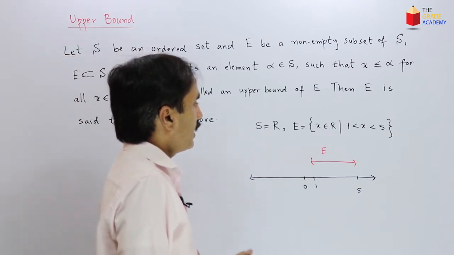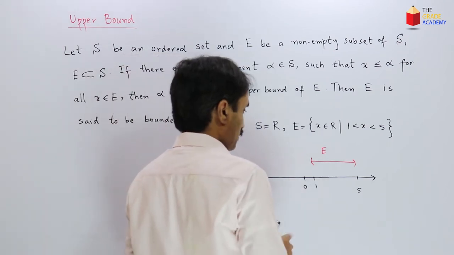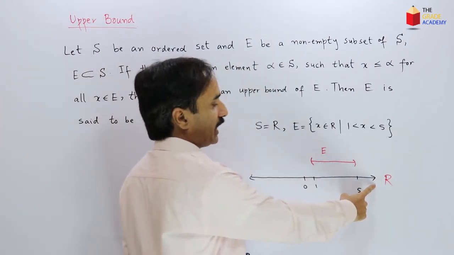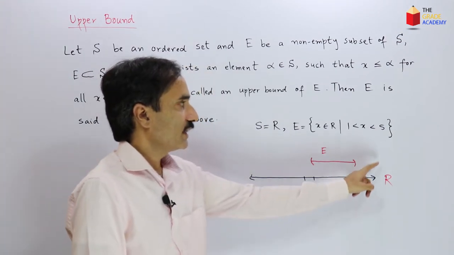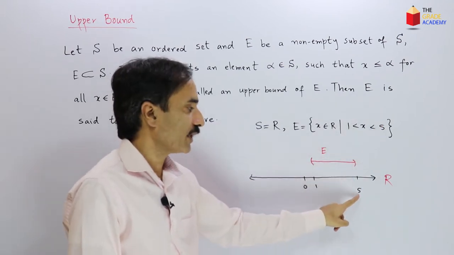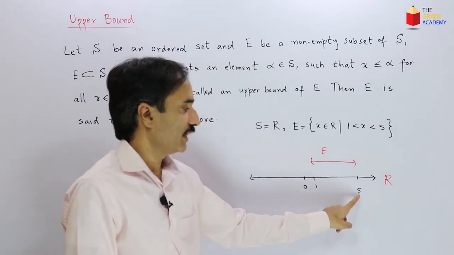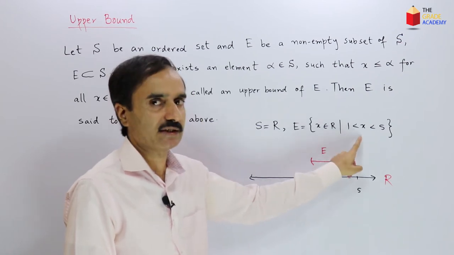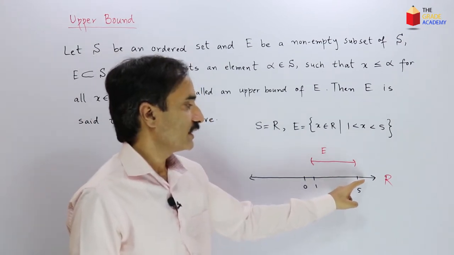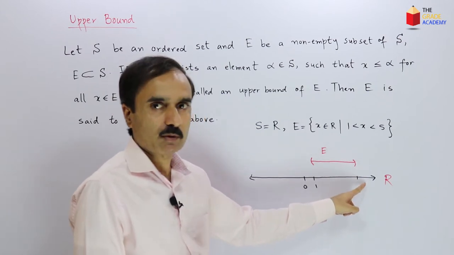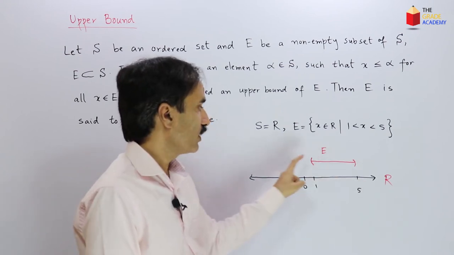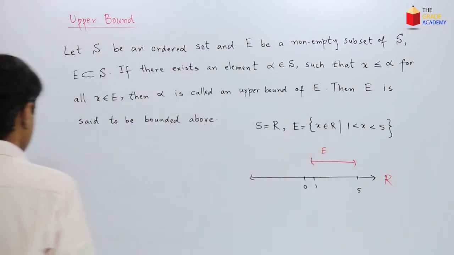So now any element of this set, so this is R. So now any element of the set R will be an upper bound for E, which is greater than or equal to all the elements of this set. So it means any number greater than or equal to 5 here will be an upper bound for this set E. So for example, 5 is an upper bound, 6 is an upper bound, 5.5 is an upper bound, 10 is an upper bound. So any number greater than or equal to 5 here will be an upper bound for this set E.